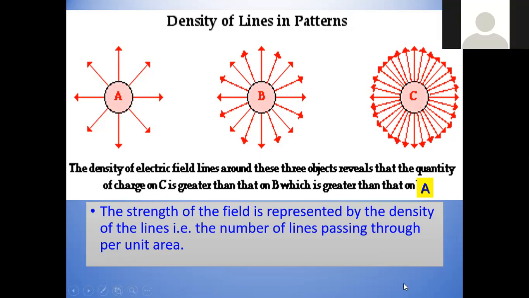Wait, the quantity of charge C is greater than on A and B. Correct, because the more charge they have, the greater their density. Density is just the number of lines per unit area. So that means this one will get stronger. You can see more lines per unit area. So C is the stronger field. C is more than A and B, and B is weaker than A. So C is the strongest. Density represents the strength.